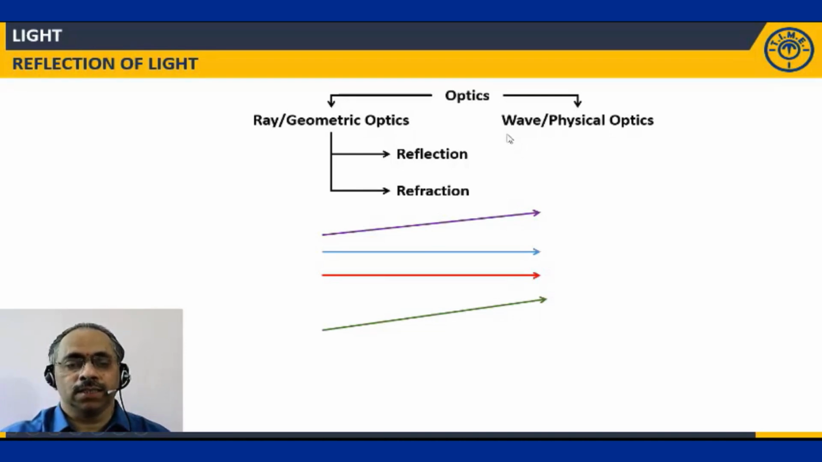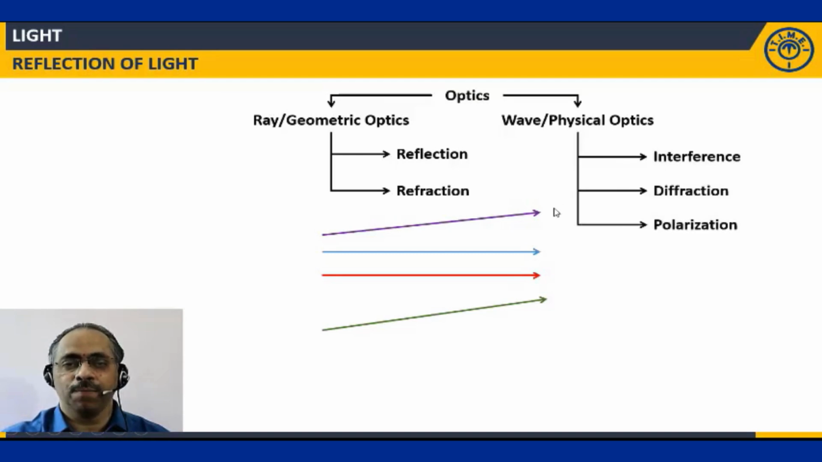The other branch is wave optics, or physical optics. Let us look at some of the phenomena related to wave or physical optics. We have phenomena like interference, diffraction, and polarization, which you learn in higher classes, which are considered under wave optics or physical optics. But as I told you, when you consider light as a wave, what type of wave is it? We already discussed it: an electromagnetic wave.